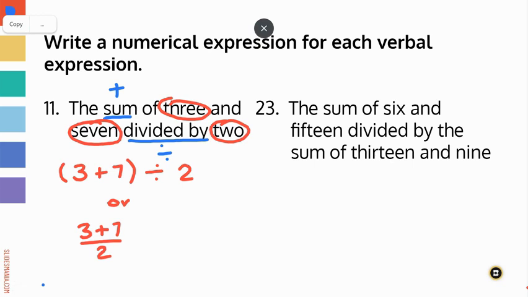Okay, let's move on to 23. We have the sum of 6 and 15 divided by the sum of 13 and 9. Now this one, I'm just going to write it the way I prefer. Since we have division, I prefer to write it as a fraction. So let's get our operation words. We've got sum, which means addition. We've got divided by, which means division. And then we've got another sum, which means addition.